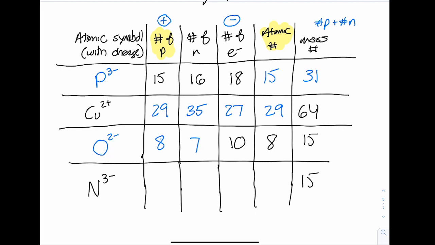Nitrogen, find nitrogen in the periodic table. Its atomic number is 7. So it has 7 protons. I have a -3 charge, so I have 3 more electrons than I do protons. So that's going to be 10. And then to get the number of neutrons, 15 minus 7 is 8.